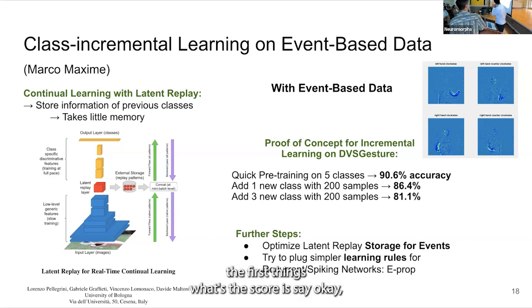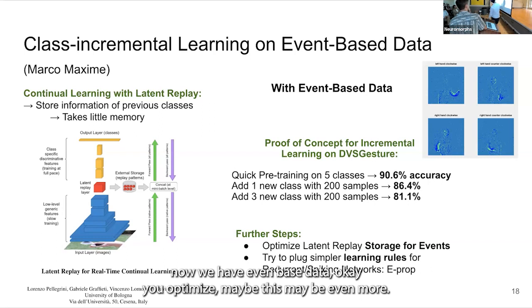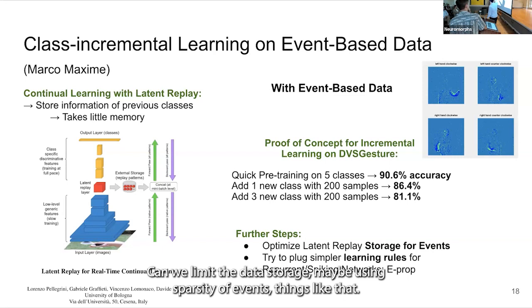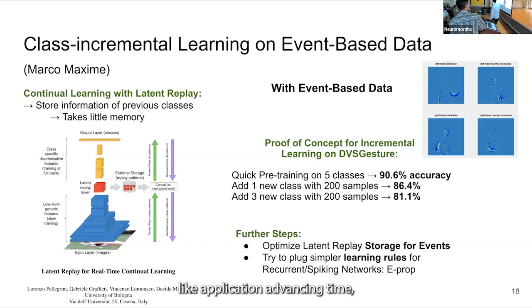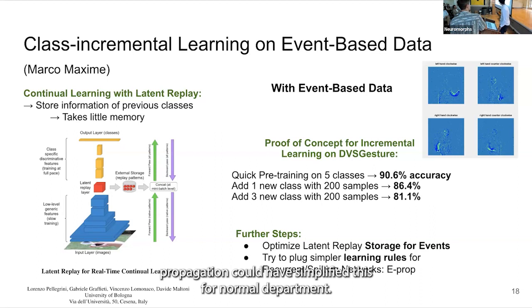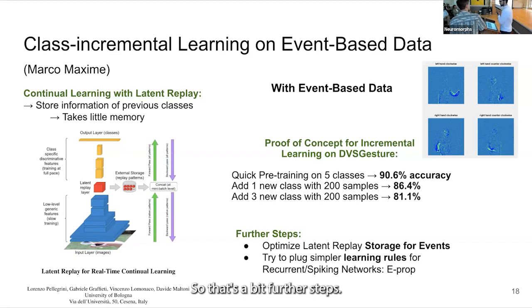But the further step, things we want to explore, is to say, okay, now we have event-based data. How can we optimize maybe this latent replay even more? How can we limit the data storage? Maybe using sparsity of events, things like that. Something we want to explore. And also, because this is all doing backpropagation, if you have events, you need to go through time. So we're also thinking maybe having simpler learning rules like e-prop could help simplify this for neuromorphic hardware. So yeah, that's a bit the further steps, in addition to improving the encoder, that we want to keep on working on after the workshop. Yeah, that's it.